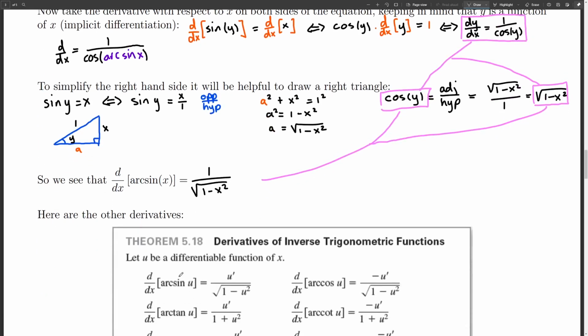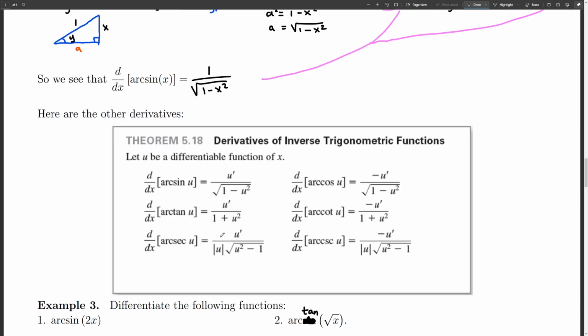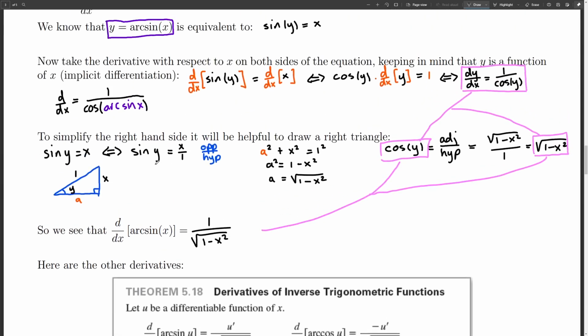And we can do similar things for the other derivatives of inverse trigonometric functions, calculating these or drawing up these right triangles. For this chapter, you don't have to worry too much about this, but we will see later on that these types of triangles will come back when we're doing trigonometric substitution.